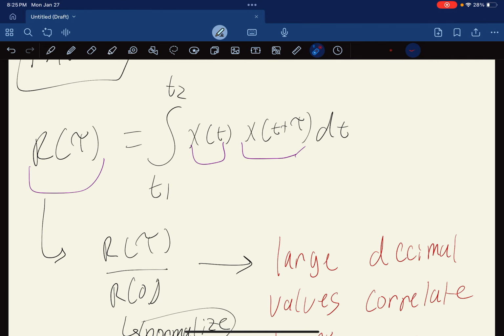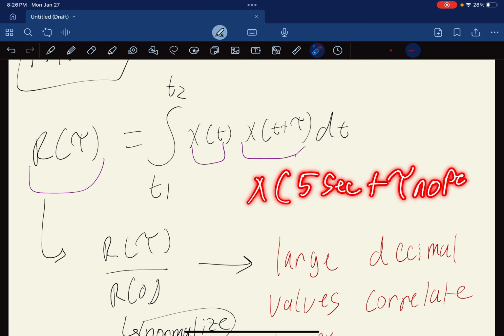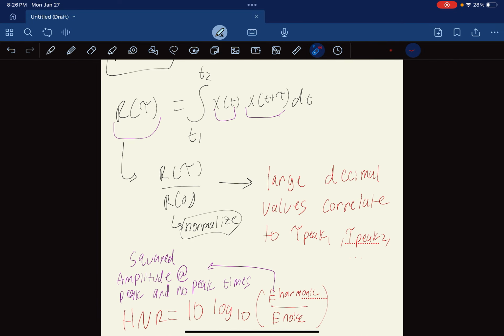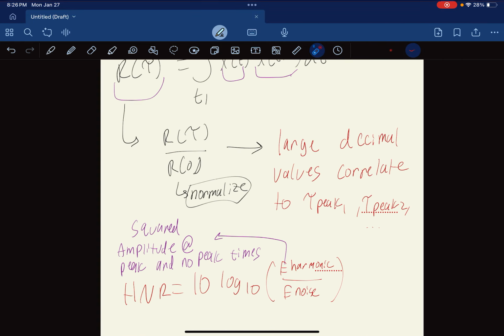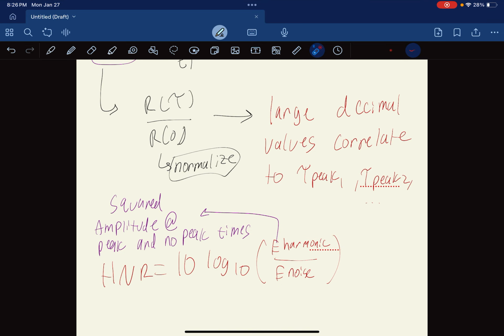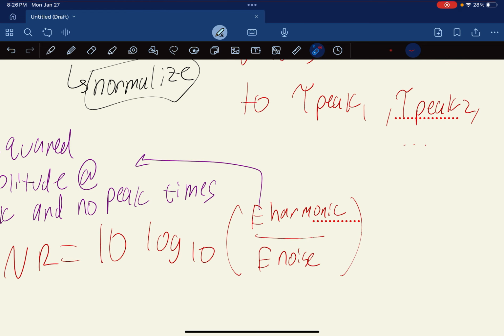And let's say you wanted noise. You do the same thing, except instead of tau peak, you use tau no peak at that time, and that gives you a different value. And all HNR is, because it's in decibel form, is 10 times log base 10 of the harmonic energy divided by the noise energy.